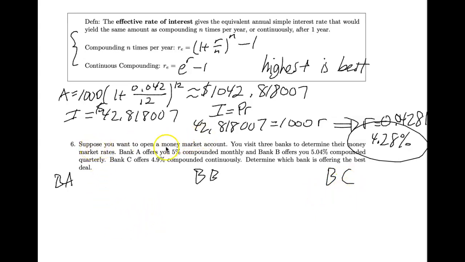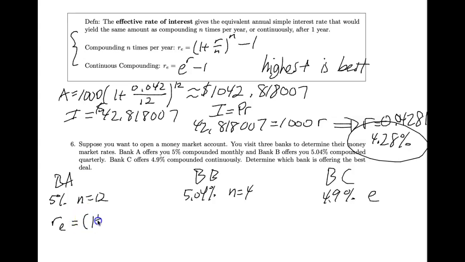Okay, so let's go through and read this again. You visit 3 banks to determine their money market rates. Bank A offers you 5% compounded monthly. So let's jot that down. And n is 12. Bank B is offering you 5.04%. n is going to be 4 because it's quarterly. And Bank C is going to offer you 4.9%, and it's continuously. So let's use e. So we're going to find the effective rate of interest for each of these.